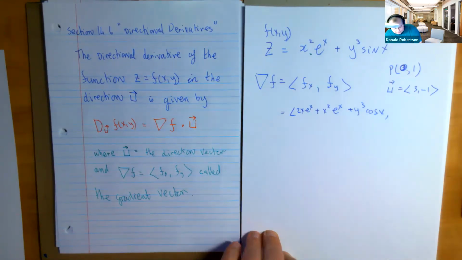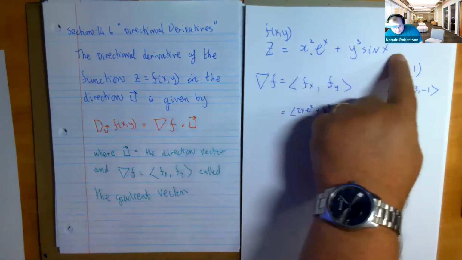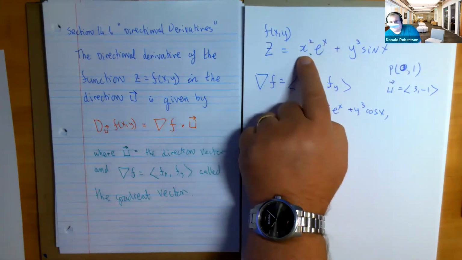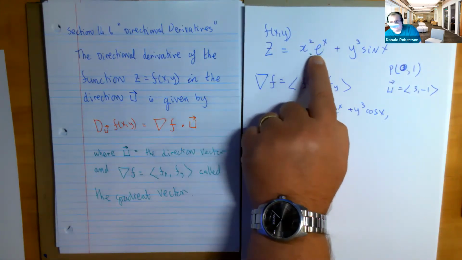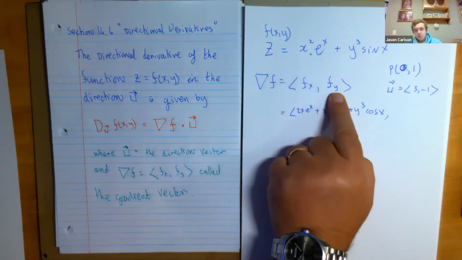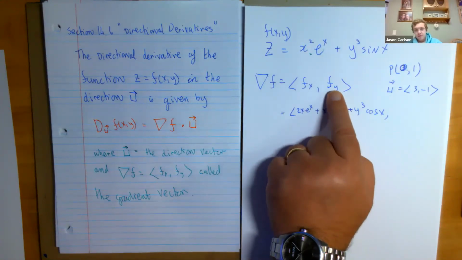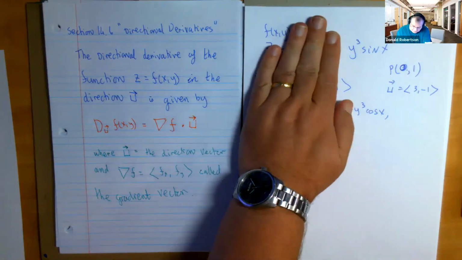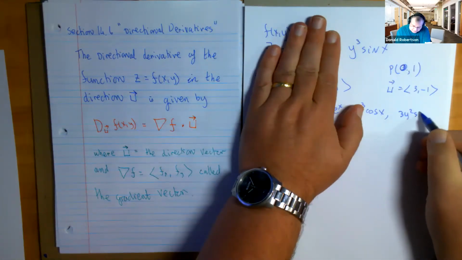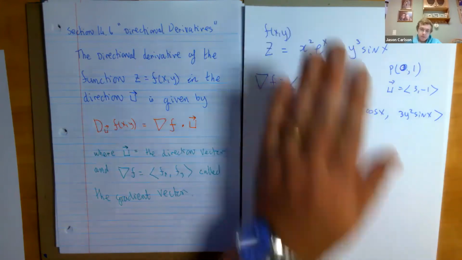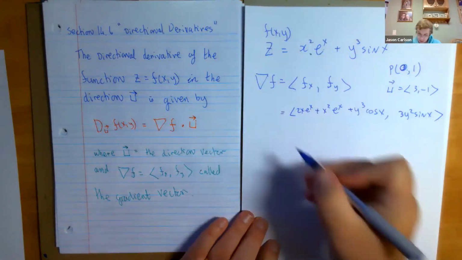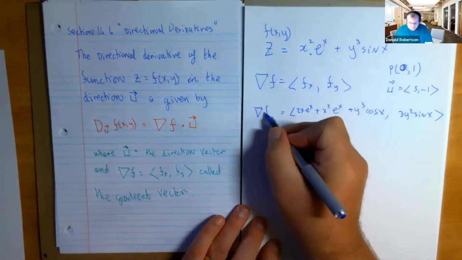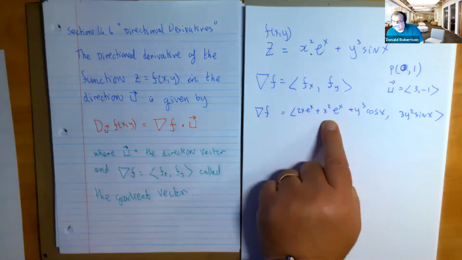Then if you do a partial derivative with respect to y, what do you get out of x squared e to the x? 0. So in a way the second one is a lot easier. Won't this just be 3y squared sine x? Yep. Now, that is the general gradient vector at any given point x y.